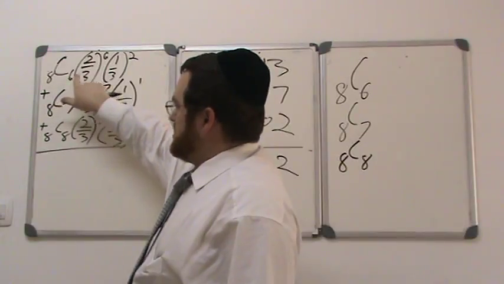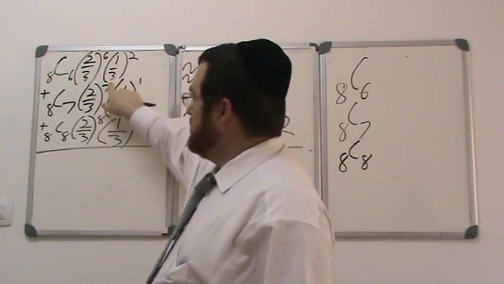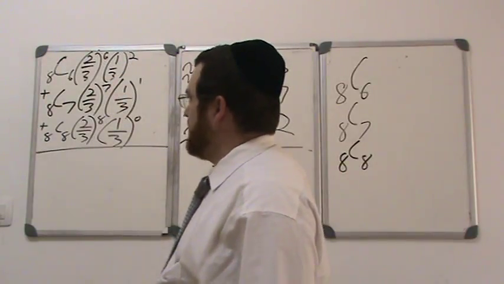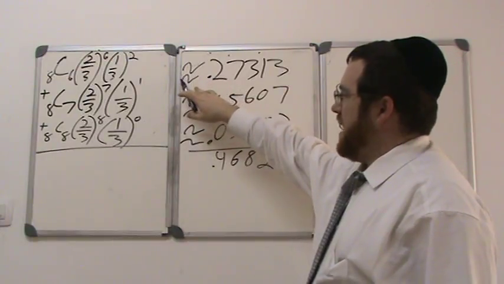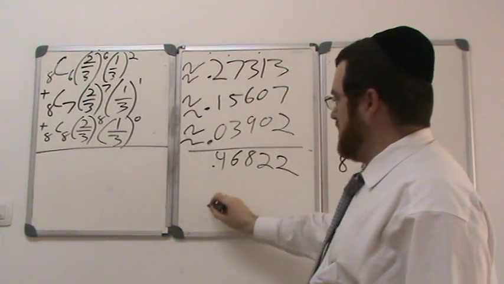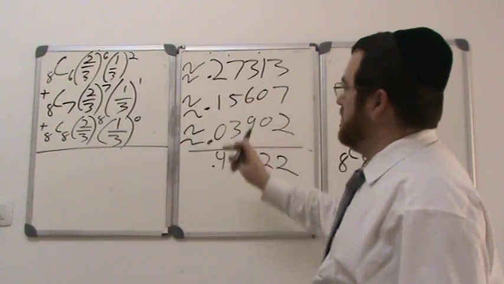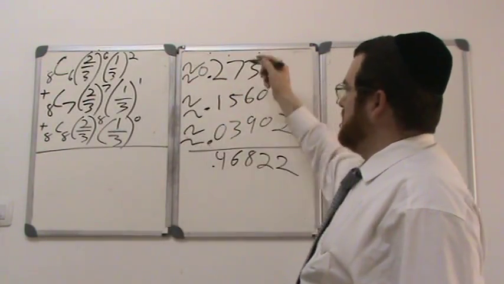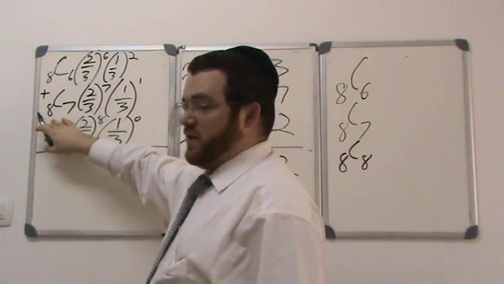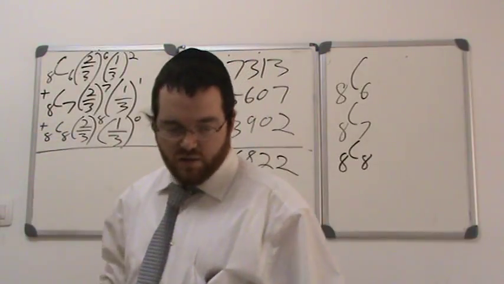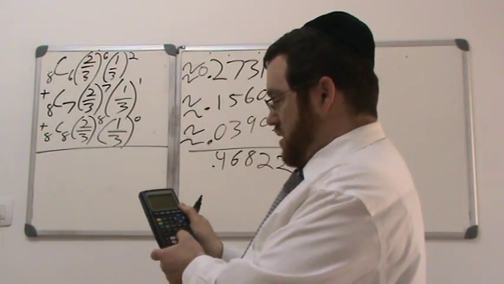So it's 8 combination 6 times 2 over 3 to the 6th power, times the amount of times you want them to lose, which is 1 over 3 to the 2nd power. And that will equal about, this sign over here, like this, means about or similar to, 0.27313.